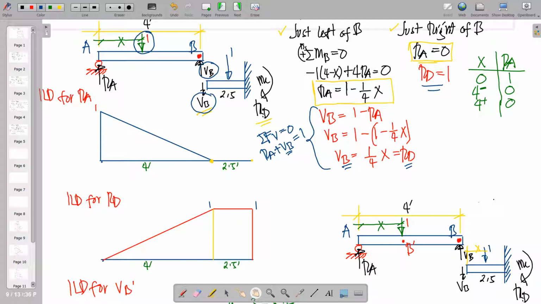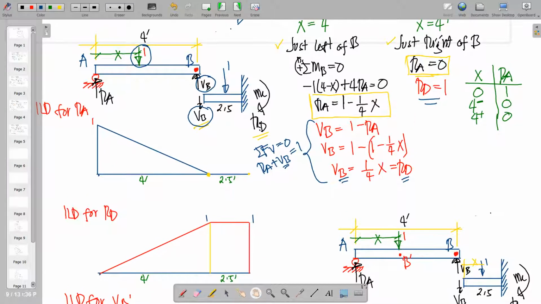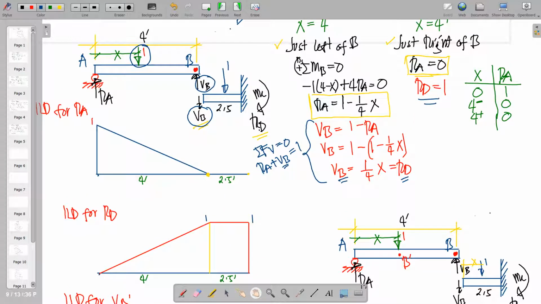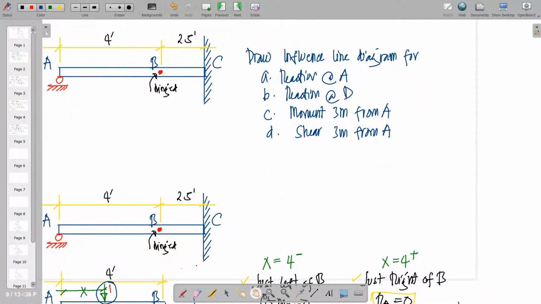1. Okay? And again, just right of B, your RD would always be equal to 0. So that is why consistently it is 1 here. Okay, so that is for ILD for RD. So let us put a check mark on this 2.